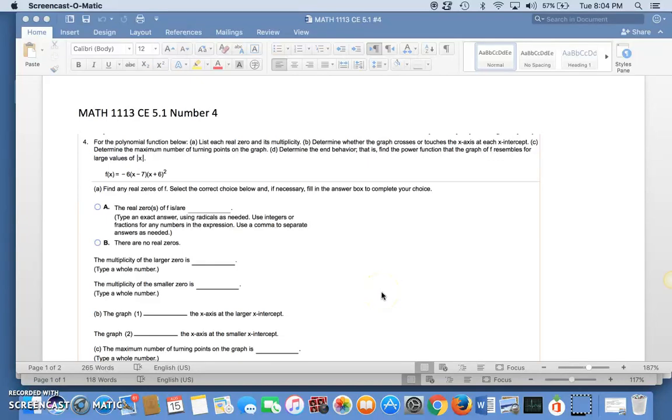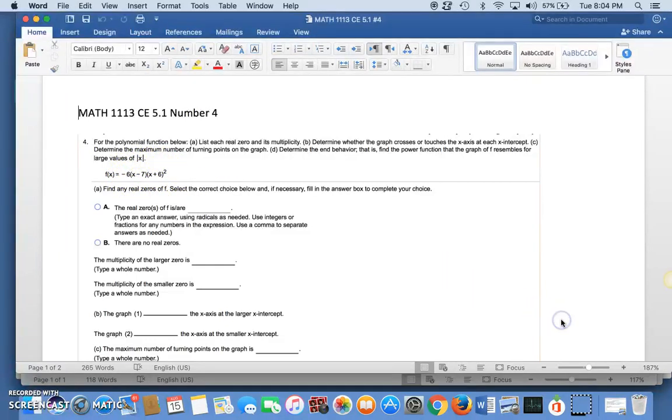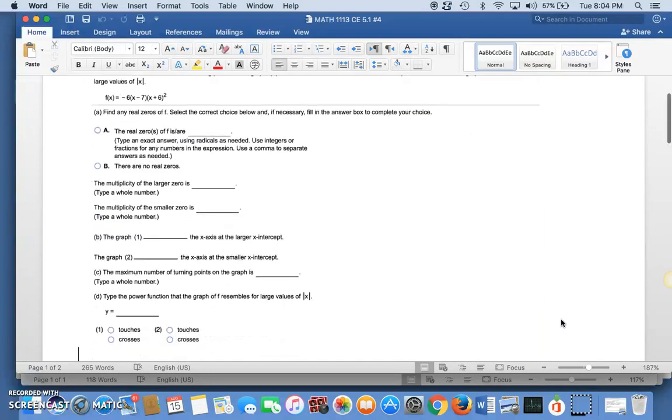Okay, section 5.1, problem number 4. There's quite a lot involved in this problem, so as we go through, I will point out quite a bit of information for this. The first thing, though, it's asking you to do is to find all the real zeros, and you're going to look at this part right here to find the zeros. Now let's move on down to where I've actually worked the problem.